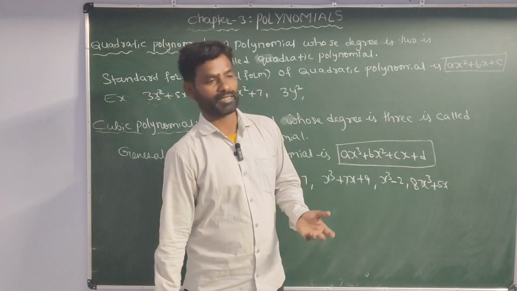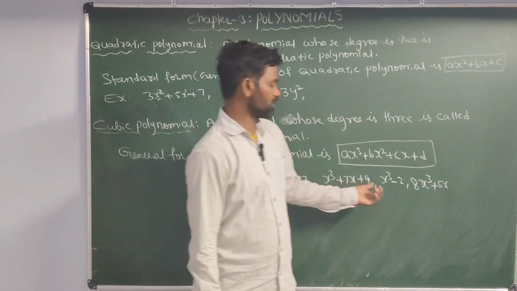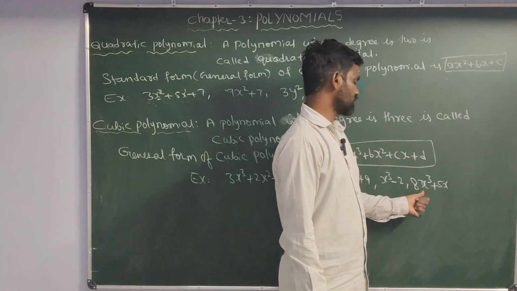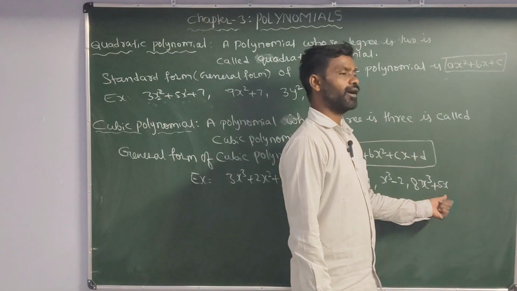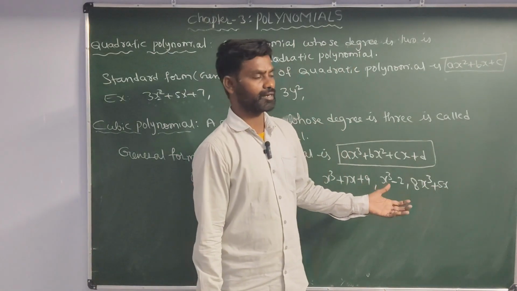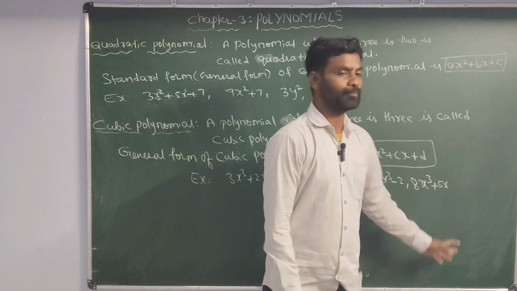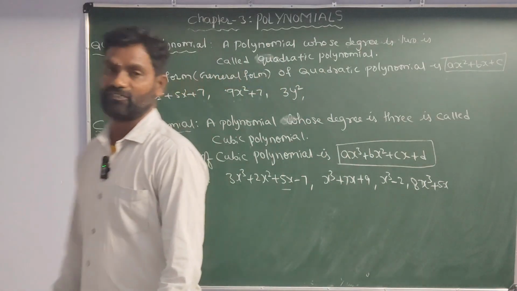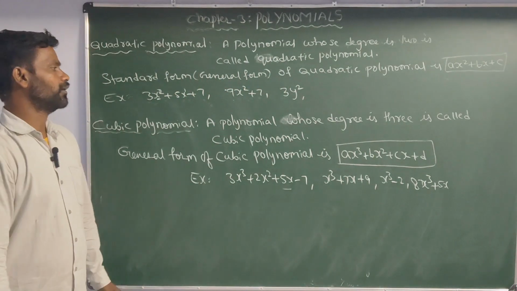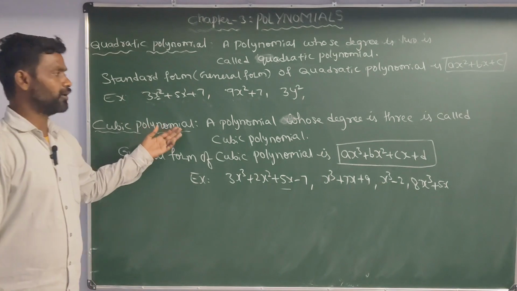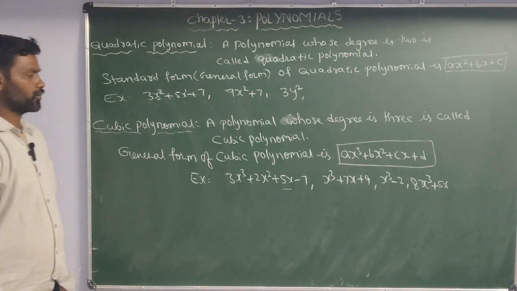X square coefficients and x coefficients are not there, but even though it is a cubic polynomial. Next, last example, x cube coefficients are there and x coefficients are given, but constant and x square coefficients are not given, but even though it is a cubic polynomial. So these are the definitions and examples of quadratic polynomial and cubic polynomial. Okay.